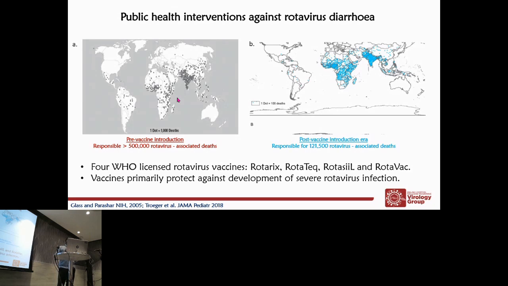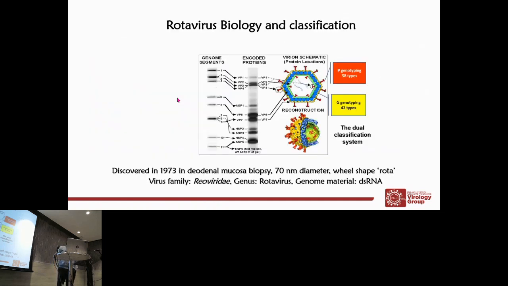This is a problem in its own right, because it creates an opportunity where these viruses can evolve, and you can generate vaccine escape strains from the very same viruses that are circulating within the setting. When you look at the biology, these viruses are from the Reoviridae family, and they have 11 genome segments. The genome segments code for six structural proteins and 5 to 6 non-structural proteins, depending on the virus that you're studying.